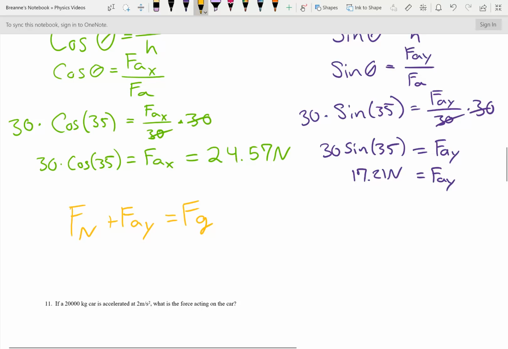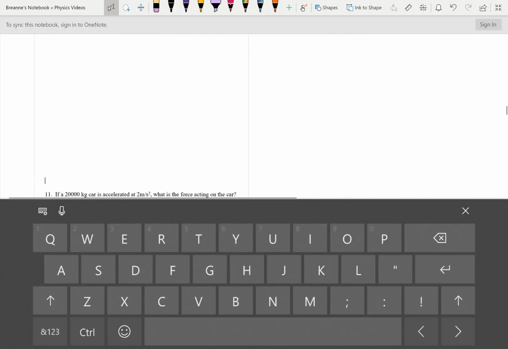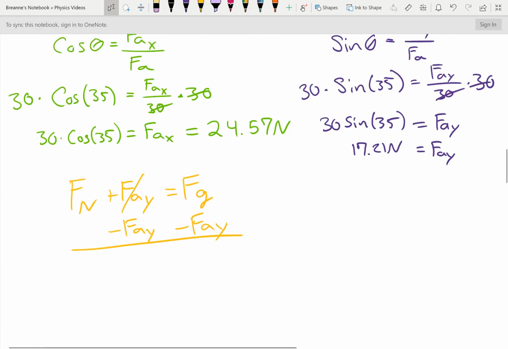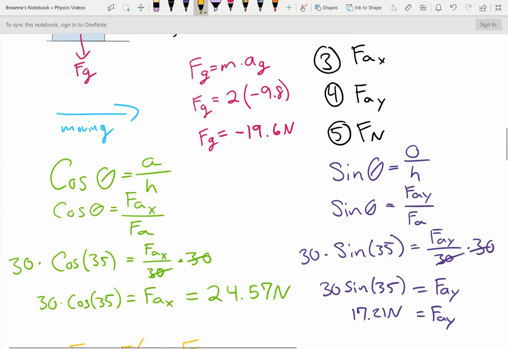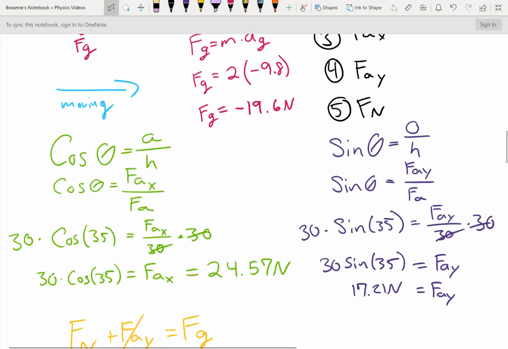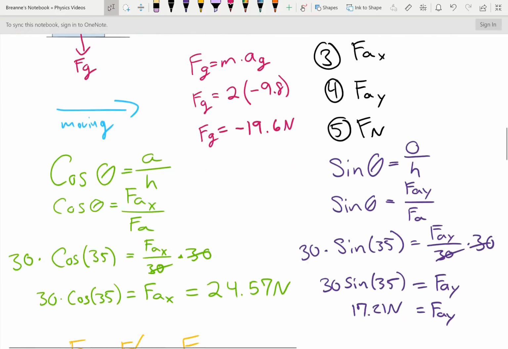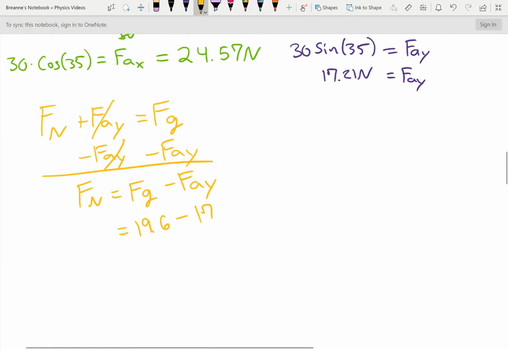So all the forces going up have to equal all the forces going down. We're looking for our force of normal, so we want force of normal by itself. The opposite of adding is subtracting. What you do to one side, you have to do the other. So you get your force of normal equals your force of gravity minus your force applied in the y. Your force of gravity was 19.6 minus your force applied in the y. Force applied in the y is 17.21.